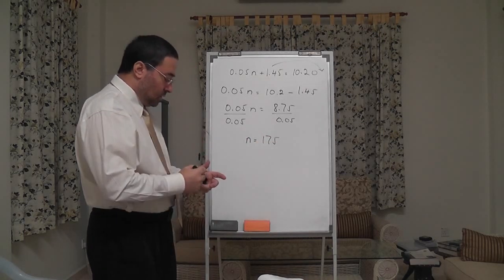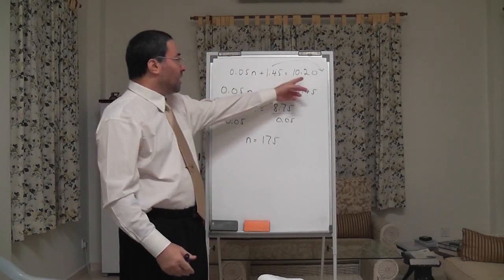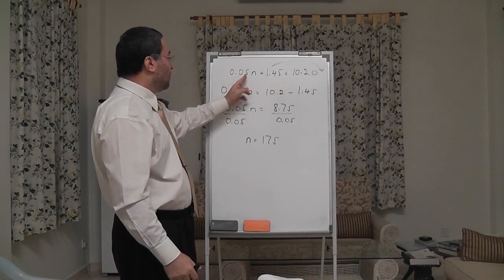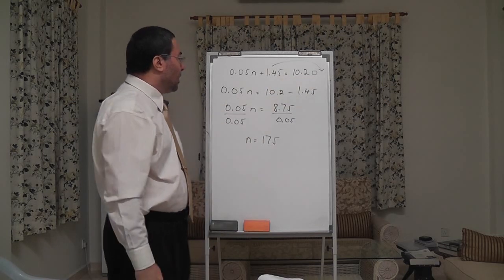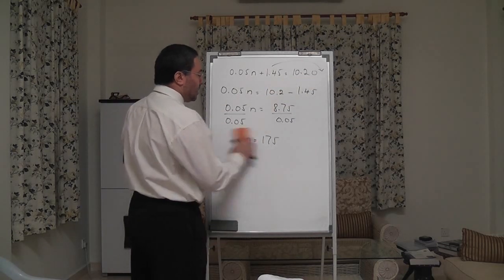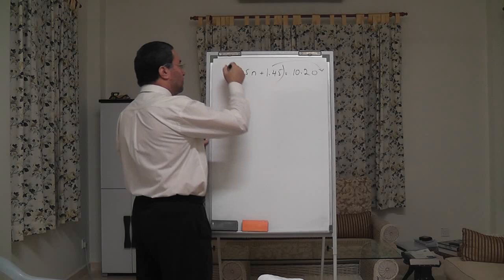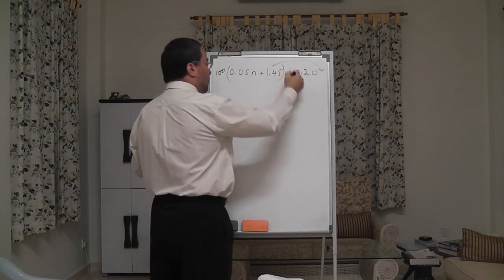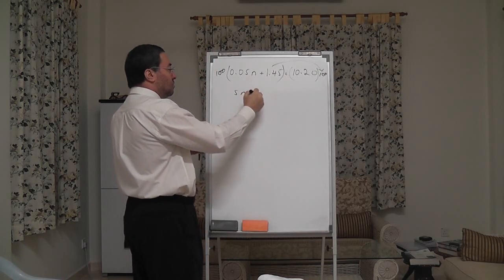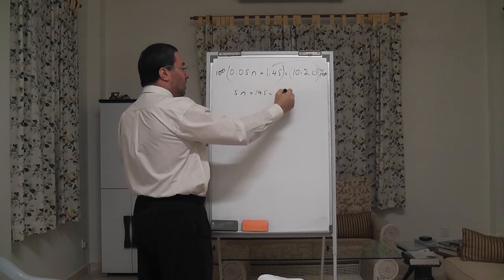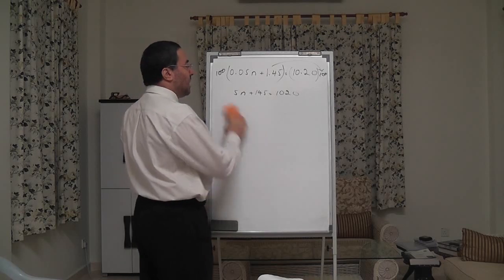And we are going to do these exercises this way to save time. But if you want, you can multiply everything by 100 in this case, so you multiply both sides by 100, and you will get 5n plus 145 equals 1020. And then solve the equation. If you solve this equation, you will have the same answer.